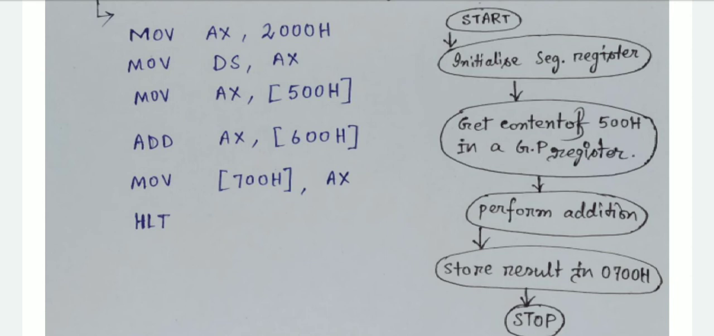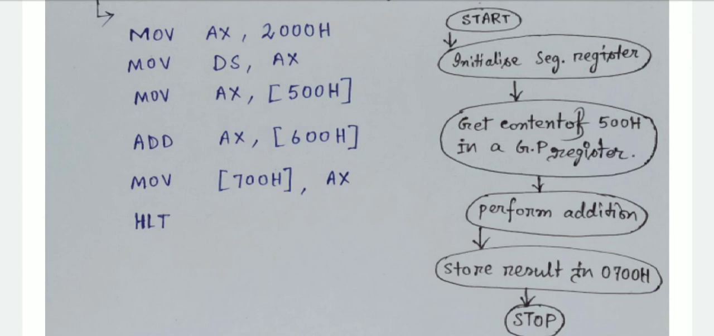Then, this is an addition program, that's why we have to add AX, [600 hex]. AX is containing the value from 500 hex. Now we are adding AX with the value at location 600 hex. So we have to store that value at 700 hex: MOV [700 hex], AX.